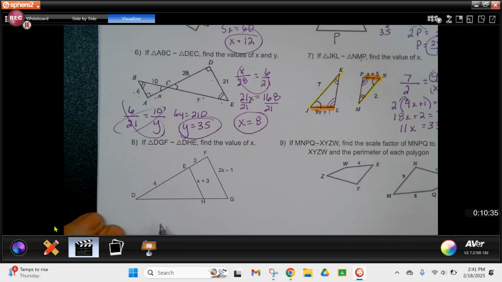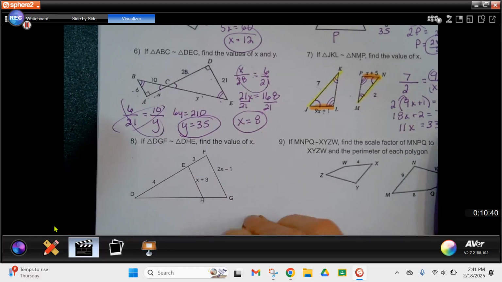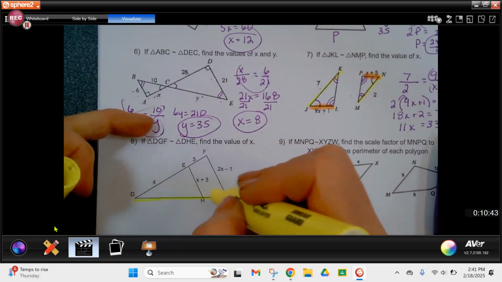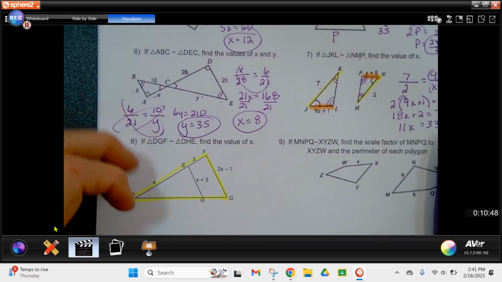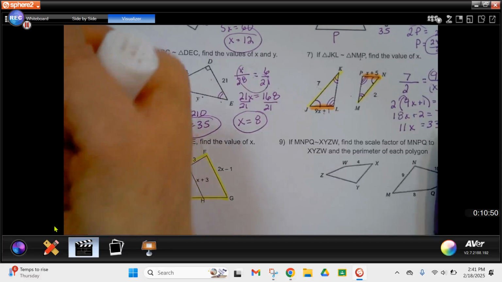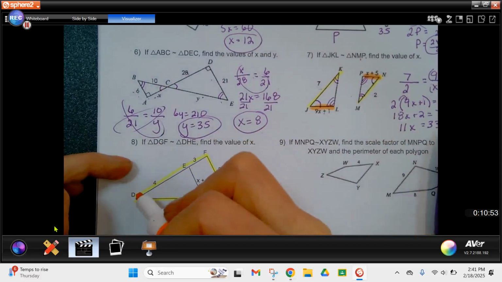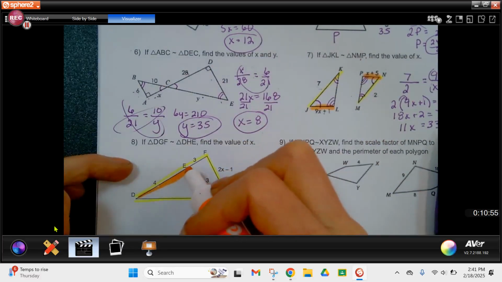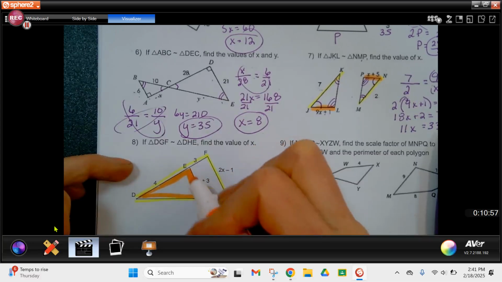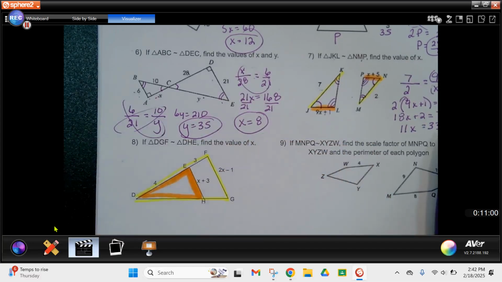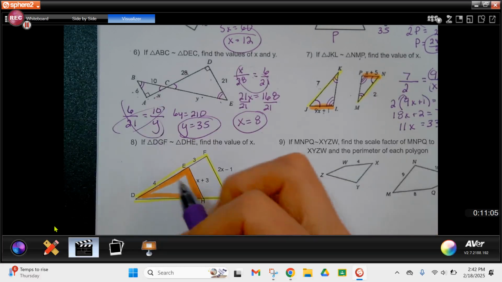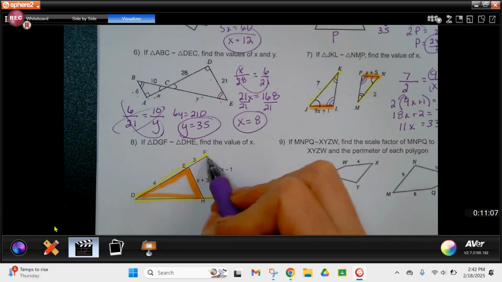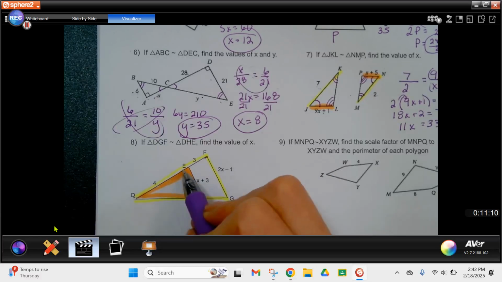Okay, so here we have triangle DGF. That's the big triangle. I'm going to highlight that big triangle. And that big triangle is similar to this smaller triangle, DHE. So I'm going to highlight that one down here. Now, if we're going to look at corresponding sides, we can be careful here. DF is going to correspond with DE.